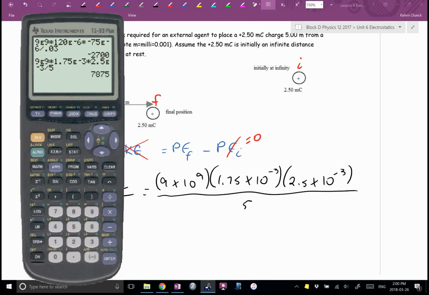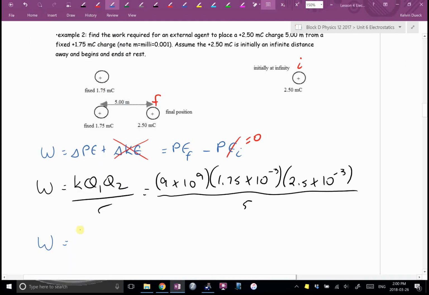7,875? So I'll go 7,880 if I go to 3 sig figs, but whatever. Lena, units, work or energy. Joules. Lyndon, direction? No, it's none. Okay. That's how much energy it would take to move that charge from infinity, by which I really mean really far away, to that location.